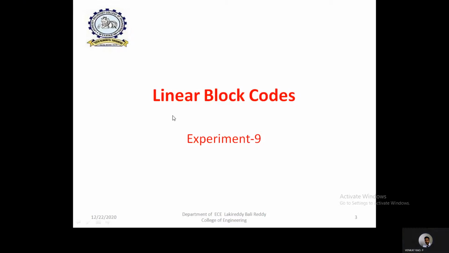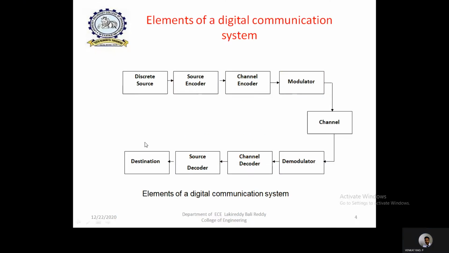Here, in order to understand this linear block coding method, the meaning of coding and what type of coding it is, first of all, you should come back to the basic block diagram of digital communication system. In this block diagram, you can observe each and every element of the digital communication system, one after the other.